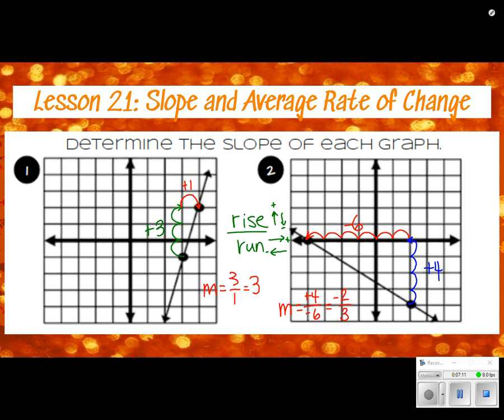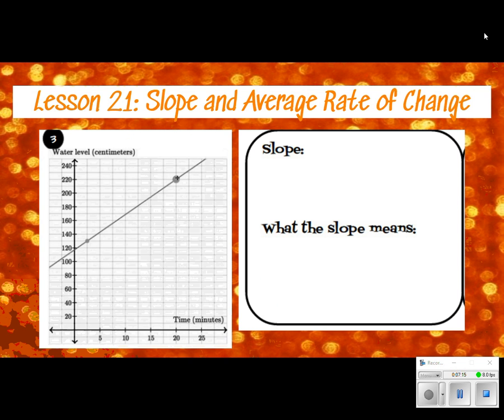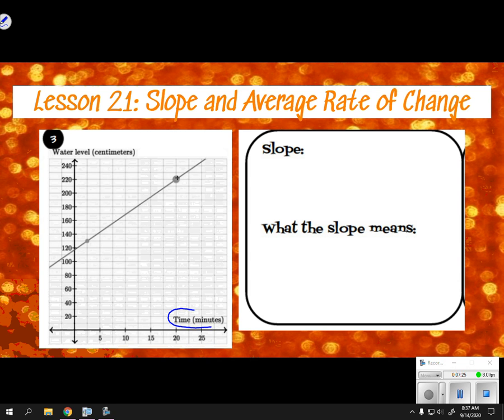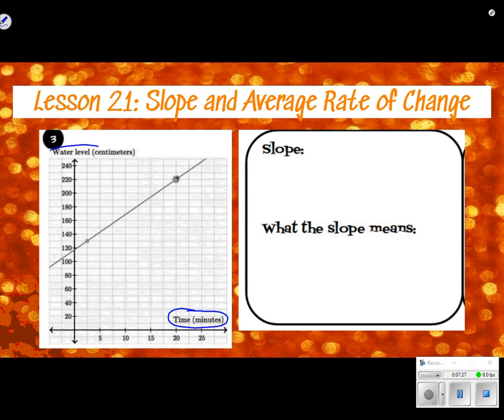All right, so that is looking at the slope of a graph. Let's look at one like this. Okay, they want to know what the slope is, but they also want to know what the slope means. And what the slope means ties into these values here. Okay, so we have time in minutes, we have water level in centimeters. If you notice that our function is increasing, that would mean that the water level is going up as time goes on. The question is, how much is it going up?